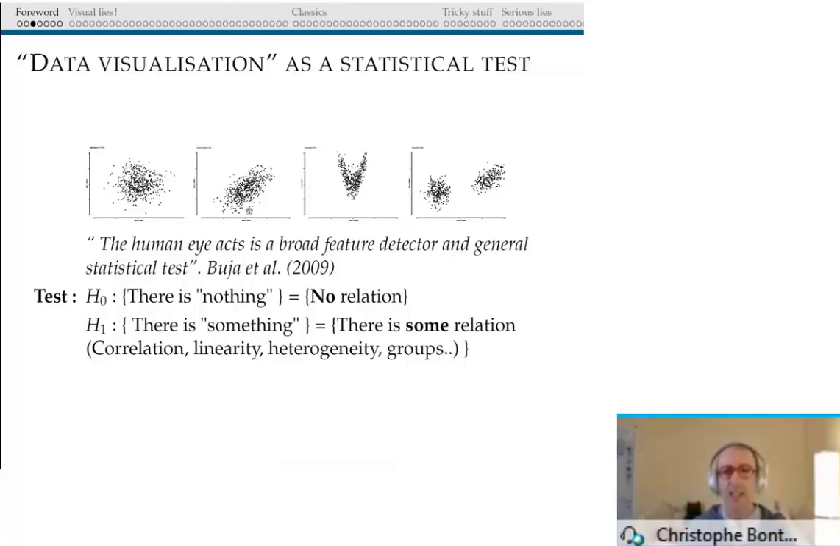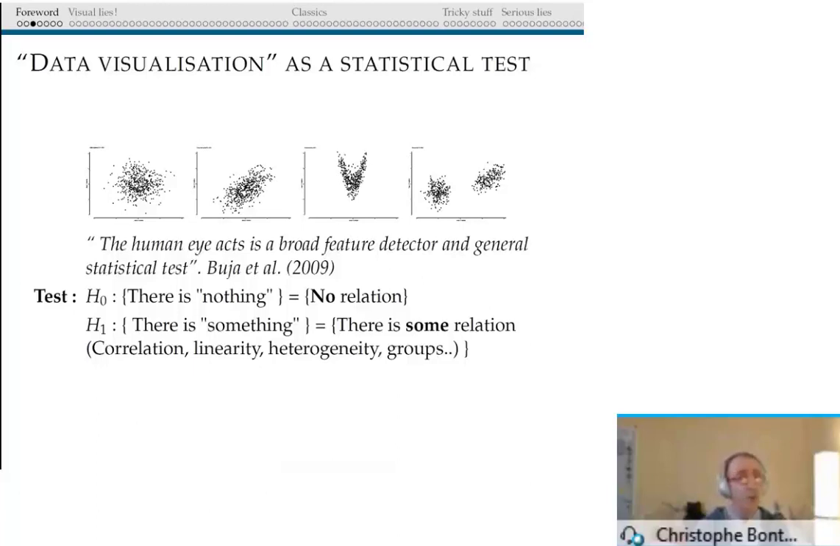So in fact, what you do when you're looking at a graphic, you do a statistical test, trying to see whether there is nothing or if there is something striking in this data. And this is particularly important when you explore data. When you explore a data set, you want to see what is in the data set.